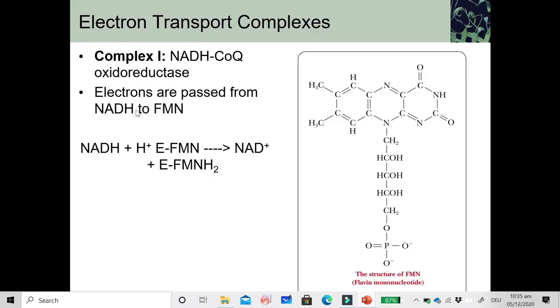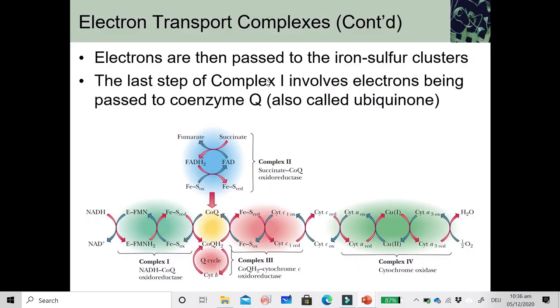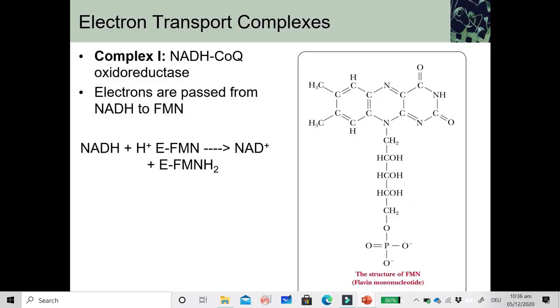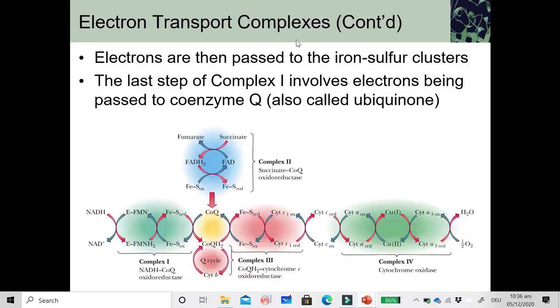The electrons are passed from NADH to FMN, flavin mononucleotide, right? And in the process, the flavin mononucleotide is reduced to FMNH2. This is the flavin mononucleotide. It does not have the adenine, so that's why it's called flavin mononucleotide, right? Now, the electrons from FMNH2 are then transferred past the iron-sulfur clusters, and the last step of complex 1 involves electrons being passed to coenzyme Q, also called ubiquinone. So this is complex 1. You can think of this as the electron transport chain, all right?